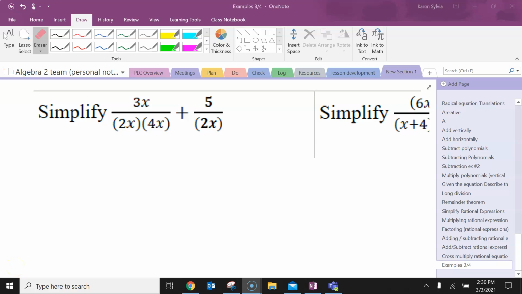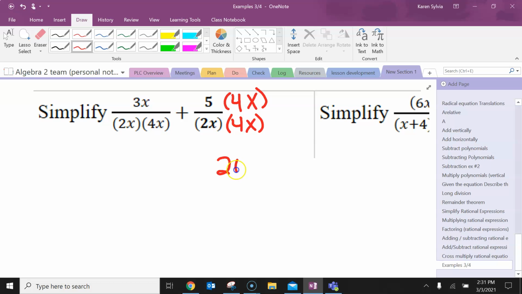Now I'm going to actually add these fractions. What I need to do is create that common denominator. What I'm missing in the bottom of the second ratio is a factor of 4x. In order to create an equivalent ratio, I need to multiply the numerator and denominator by that term.